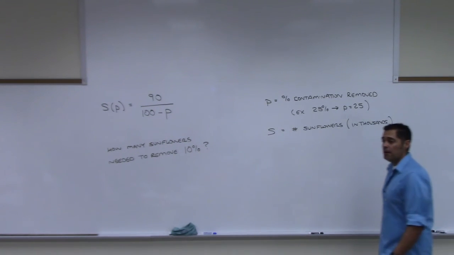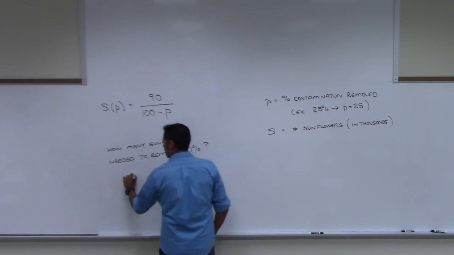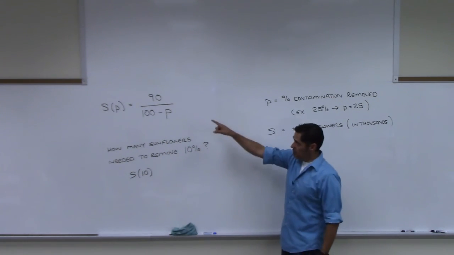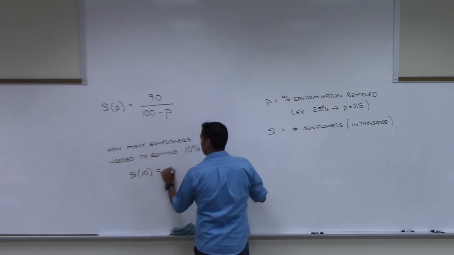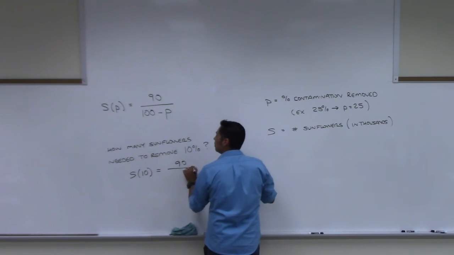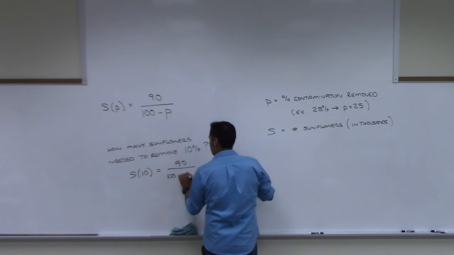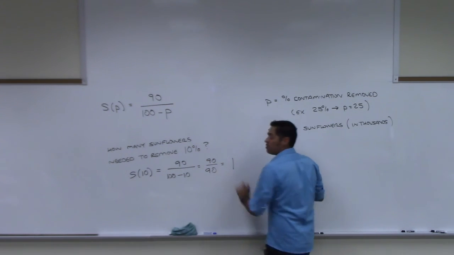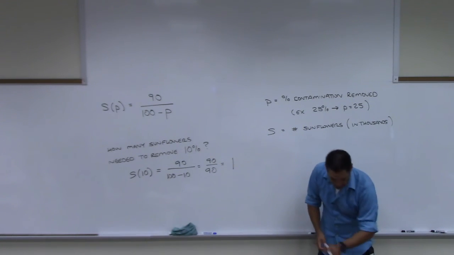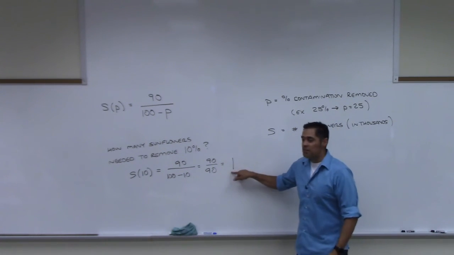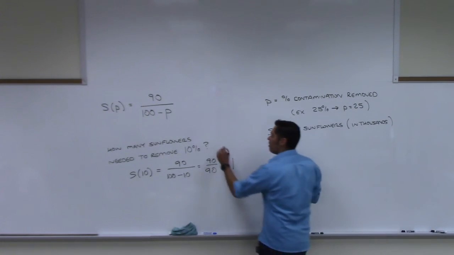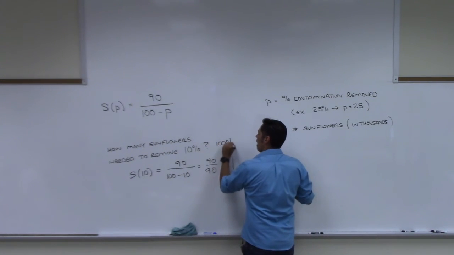Plug it in for P, right? 10. We're going to do S of 10, right? That's what we're going to do. Plug 10 into that. And what would that give you? 90 over 100 minus 10, which is 90 over 90, which is 1. So we're going to just plant one sunflower, right? No, 1,000. Remember, this is measured in thousands, right? Understand? So that means the answer to this question is 1,000 sunflowers.